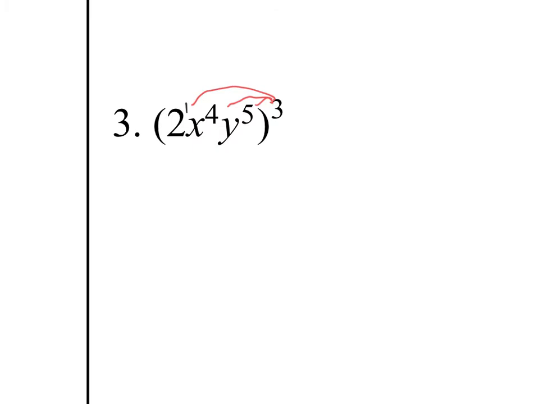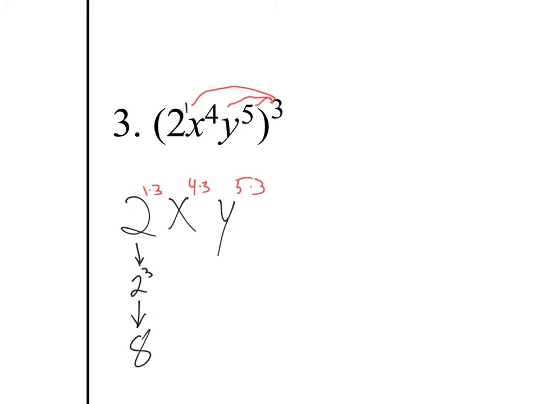So what I'm going to do here is rewrite this just with our new exponents, okay? So we're going to have 2 to the power of 1 times 3. Then we're going to have x to the power of 4 times 3, and I realize a lot of you can do that in your head. Then we're going to have y to the power of 5 times 3. So this becomes 2 to the third power, which is really just 8. Right? 2 times 2 times 2 is just 8. Then we have x to the 12th. And then we have y to the 15th. And then we are done. Huzzah.